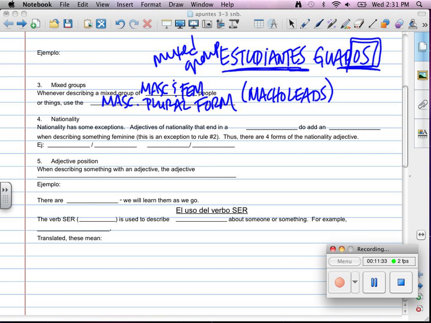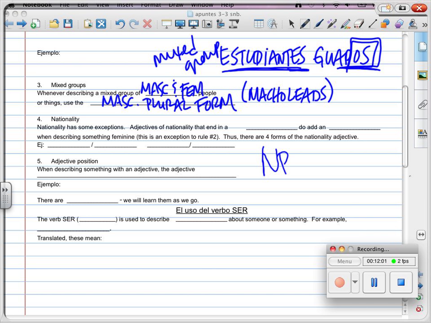Mixed group, macho leads. Regla número tres. If it is a mixed group, if there are women and men, everything will be masculine. That makes things easier. Regla número cuatro. Add A for feminine nationalities, okay? If the nationality is feminine, you're going to add A. Regla número cinco. Talk about the place of the noun. Noun before adjective. N, B, A.